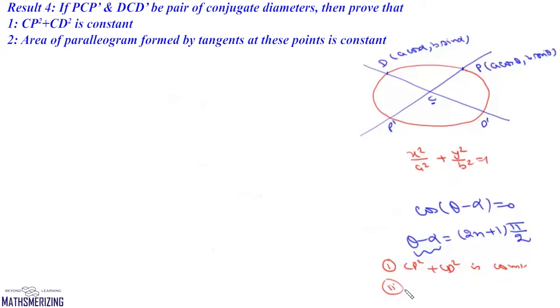and we need to prove that the area of the parallelogram formed by tangents at the end of these diameters is also constant. So if we draw tangents at the ends of these diameters, say this parallelogram is K, L, M and N, we need to prove that the area of KLMN is constant.